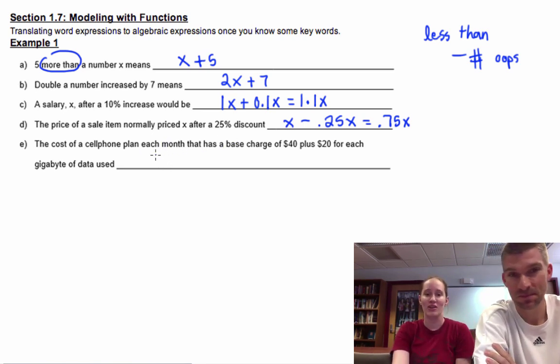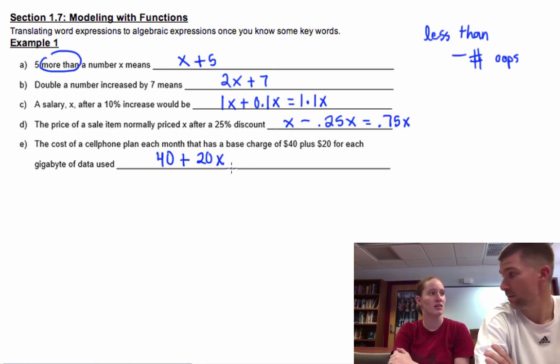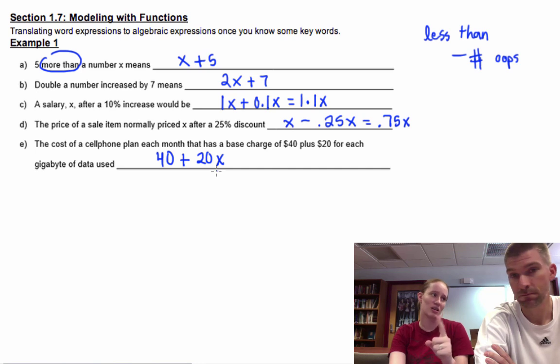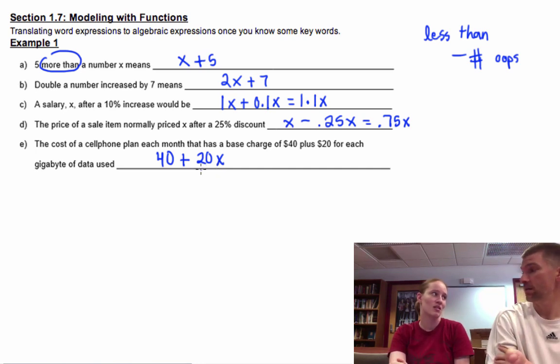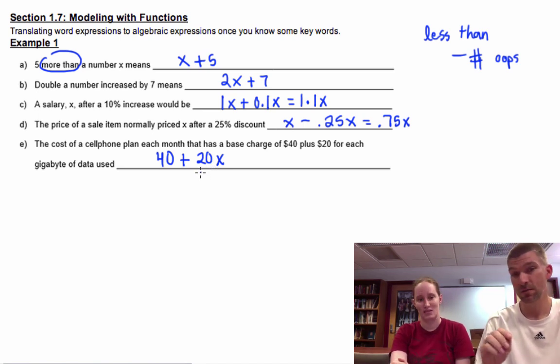Okay. So every month you're going to get charged $40 plus $20 times every gigabyte that you use, which in this case would be x. If you don't go over the gigabyte, you put a big old 0 in there. If you use half a gigabyte, you use 0 gigabytes, so it's just a $40 bill. But if you use 1 gigabyte, then it's 40 plus 20.